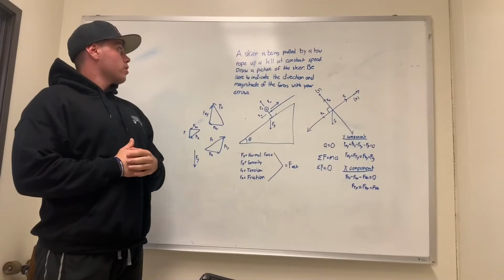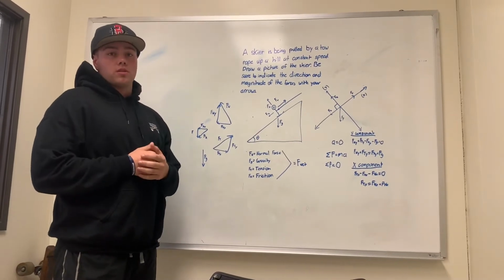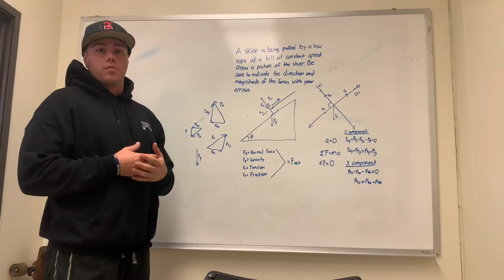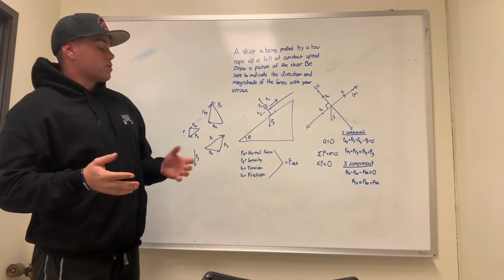Alright, so we were given the problem: a skier is being towed up a slope by a tow rope at a constant speed, and we're supposed to draw the picture of the skier being towed up the hill and show the forces acting on him.